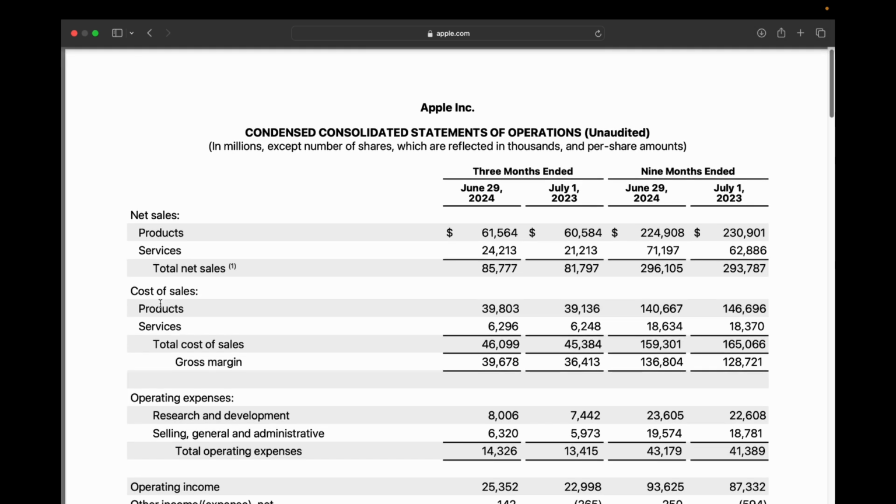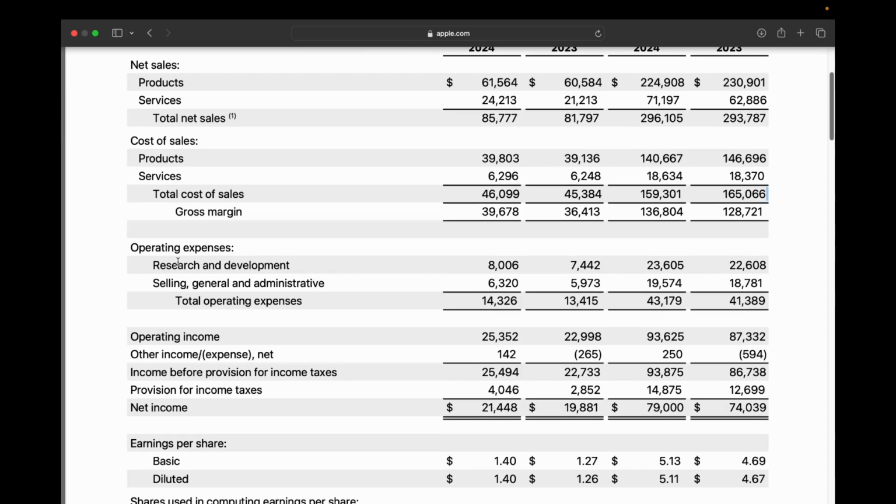Cost of sales is just going to be products and services. So products would be the cost of producing the iPhone, and services would be the cost of paying an employee to fix your iPhone for AppleCare because you damaged it. That's just an example. When you look at the two, your total net sales and your total cost of sales give you a gross margin of 39 billion. So obviously they're doing well, and Apple's cost of sales isn't arbitrarily way too high in comparison to net sales.